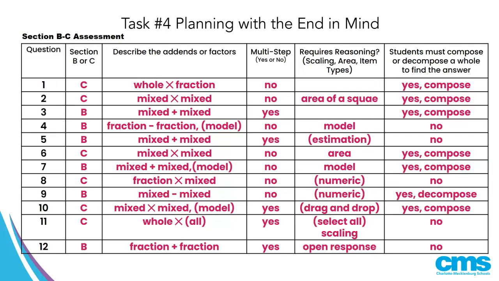Okay, here's a quick look at where I landed for the Section BC assessment. Notice that there is a wide variety of the types of addends or factors, and many of the items require reasoning. Save and use this document as you review student performance on these assessments at the end of Section A and Section C. You may notice trends that help you address misconceptions for specific students.